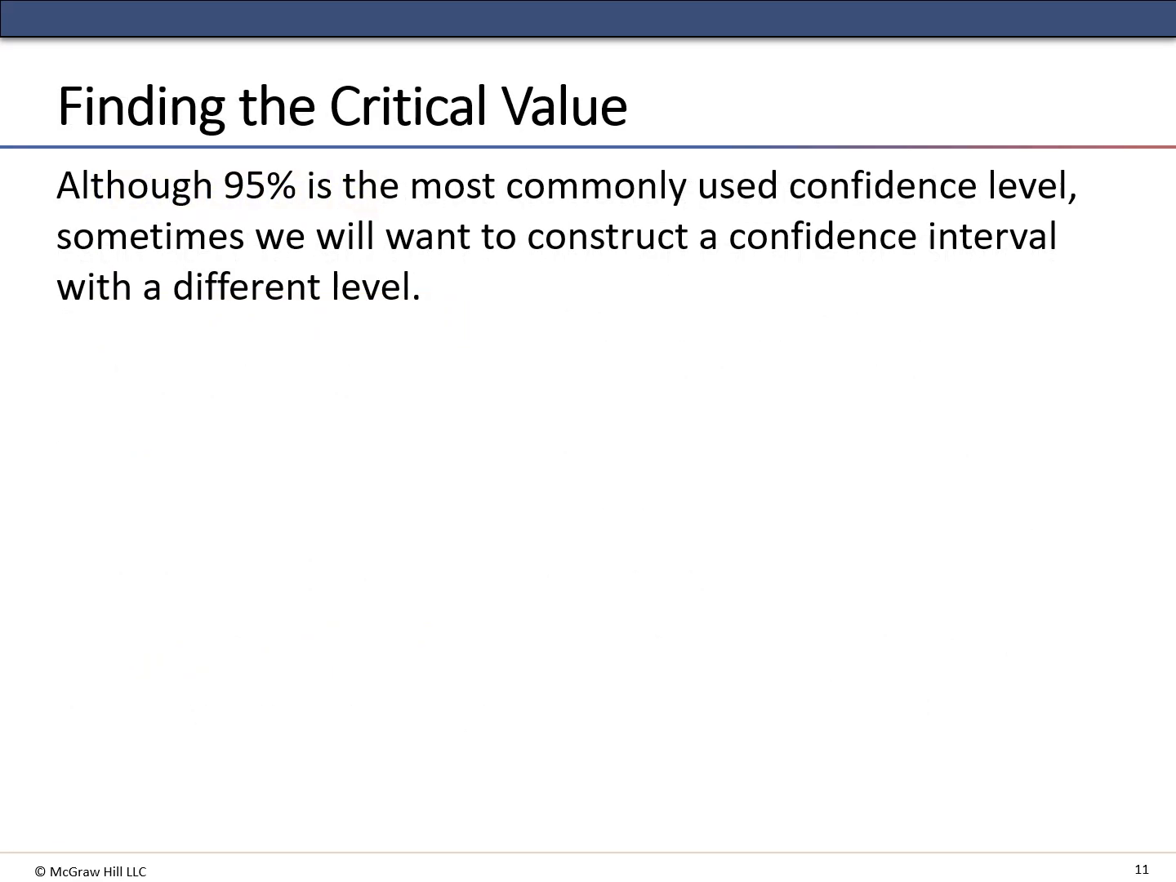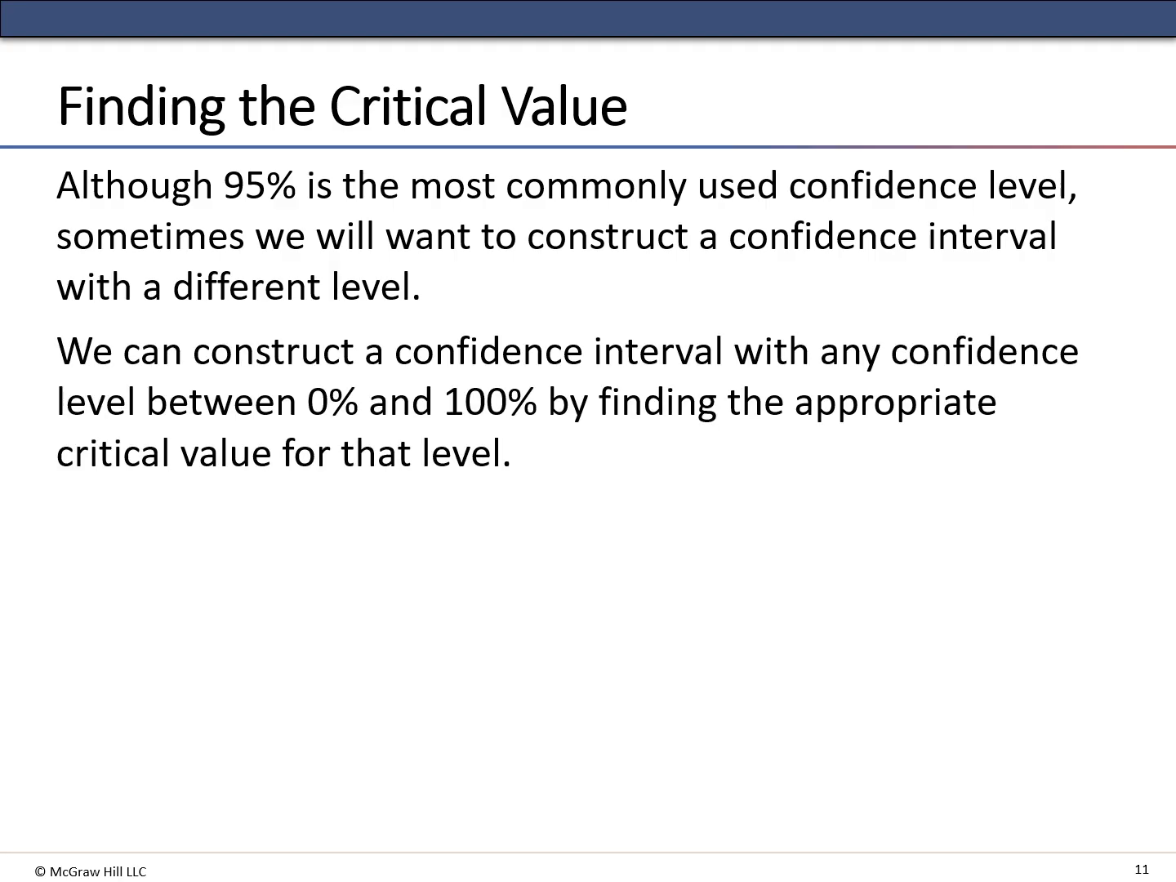Although 95% is the most commonly used confidence level, sometimes we want to construct a confidence interval with a different level. It really depends on what your study is. The more important the accuracy is, like let's say you're doing a study about the efficacy of medicine, you want to be pretty certain of that. Versus maybe the joy that a child finds from playing with a specific type of toy, that may not be so important. There are no really dangers, etc.